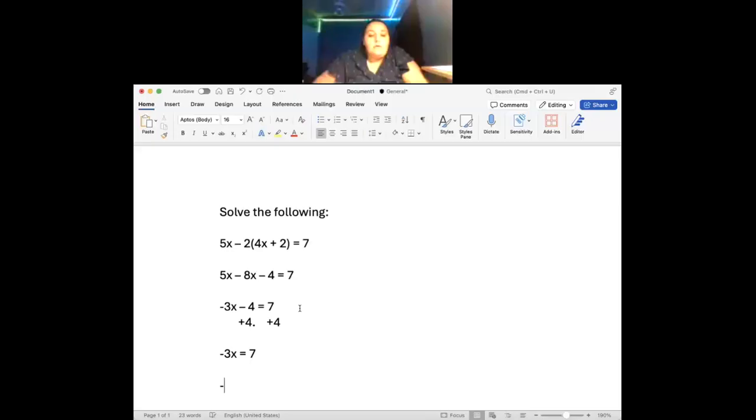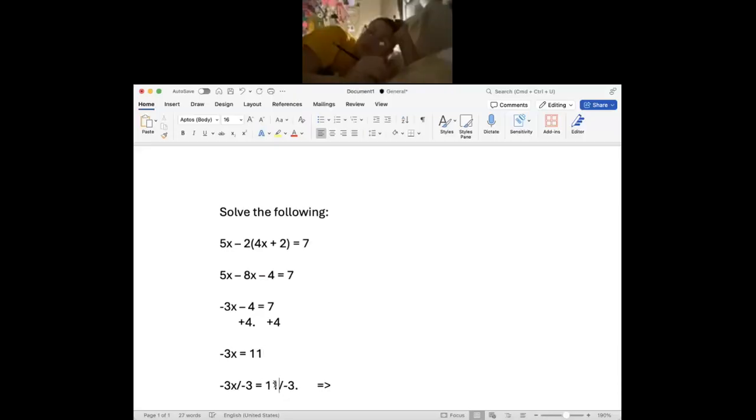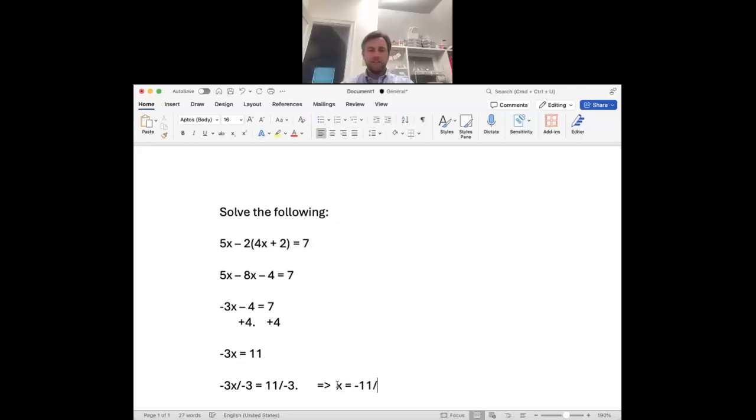So, divide by negative 3 on each side. Right, but it's going to be negative 3x equals 11, right? Yeah, I was about to say, why do you have a 7? Yeah, I think we just forgot to finish, but okay. Oh, I just made a calculation error. I do that all the time. So what's our final answer then? Negative 11 over 3. X equals negative 11 over 3, right?